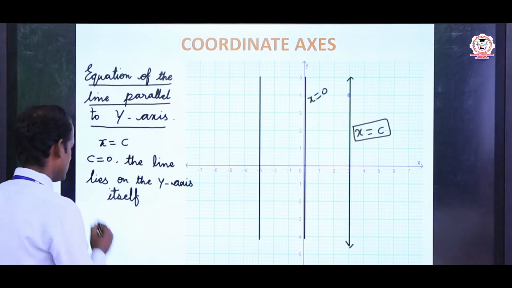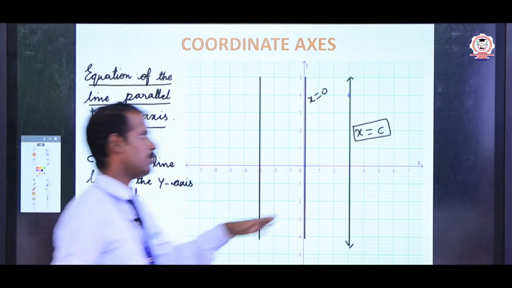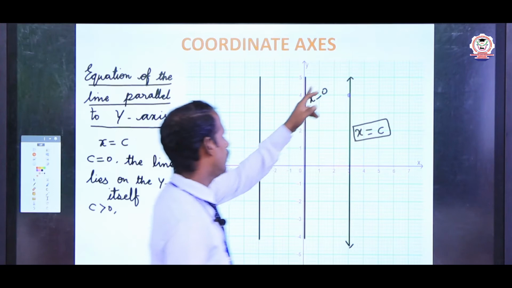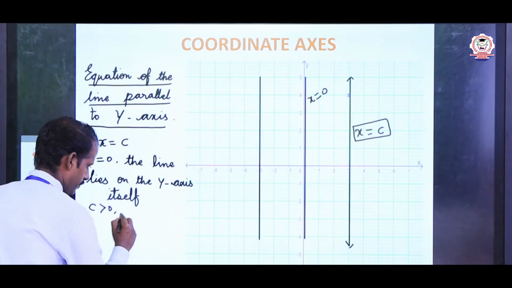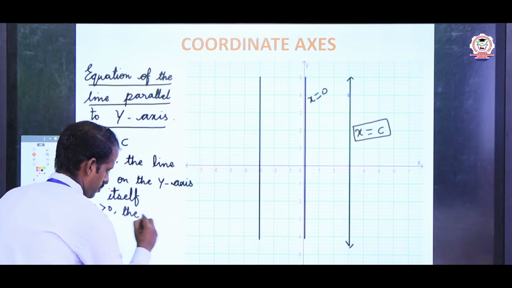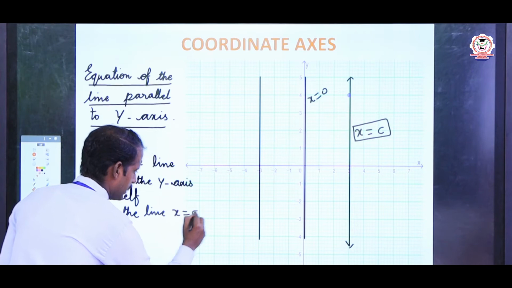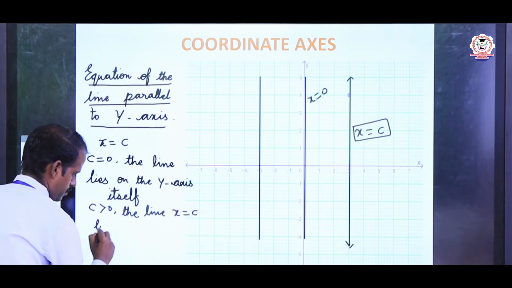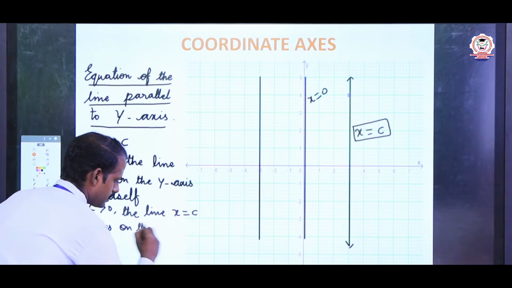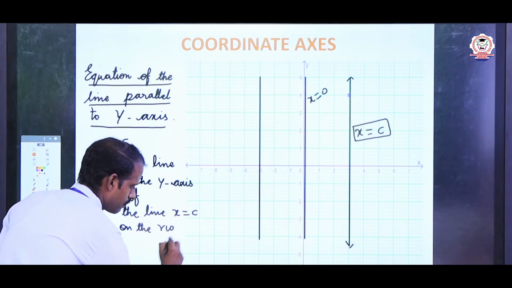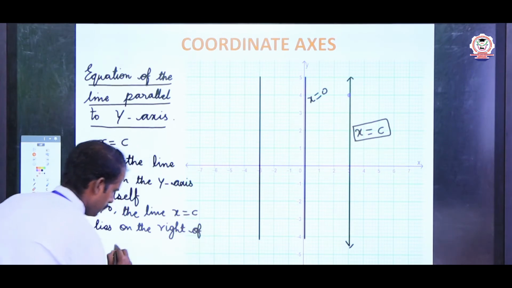And the next one, c greater than 0. c greater than 0 means the c value is positive. Positive side we get the right side of the y axis. The line x equal to c lies on the right side of the y axis.